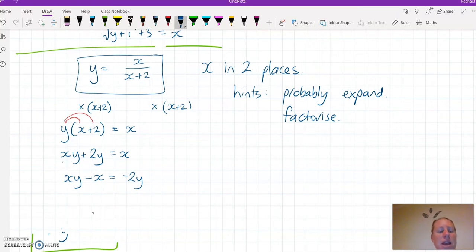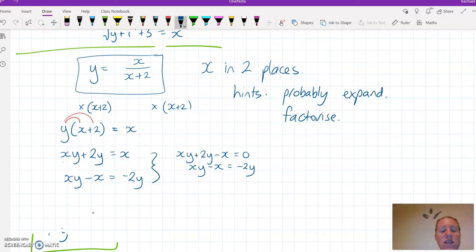Okay. I did two steps at once there, you might notice. If I wanted to do that one step at a time, I'd have xy plus 2y minus x equals 0. And then my next step would be xy minus x equals negative 2y. Okay, if I did them in the two steps. Rightio. So now my left-hand side, they're looking good. Every term that's in there has x in it. The x's aren't tangled up in brackets or square root signs. So now we factorize.